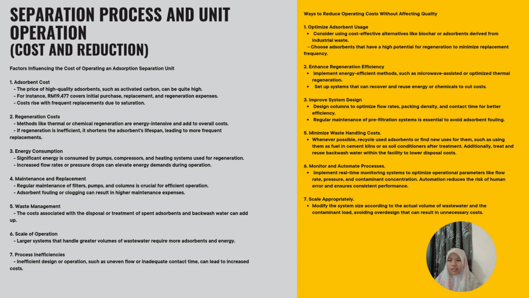For cost and reduction, there are several factors influencing the cost. First, the adsorbent cost. The price of high-quality adsorbents such as activated carbon can be quite high. Second, regeneration cost. Third, energy consumption. Then maintenance and replacement, waste management, scale of operation, and lastly, process inefficiency. The ways to reduce the operating cost without affecting the quality: first, we can optimize the adsorbent usage. Second, we enhance the regeneration efficiency. Third, we improve the system design, minimize waste handling costs, monitor and automate processes, and lastly, we can scale appropriately.